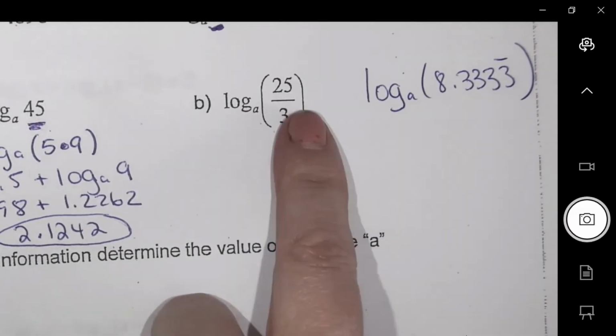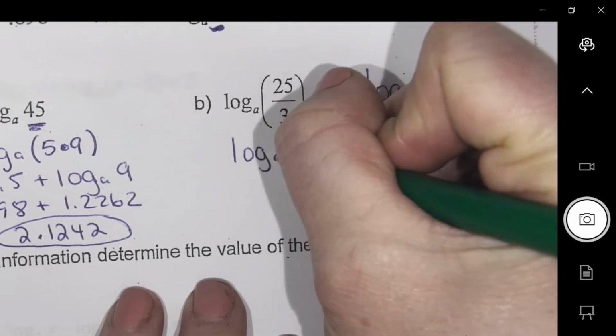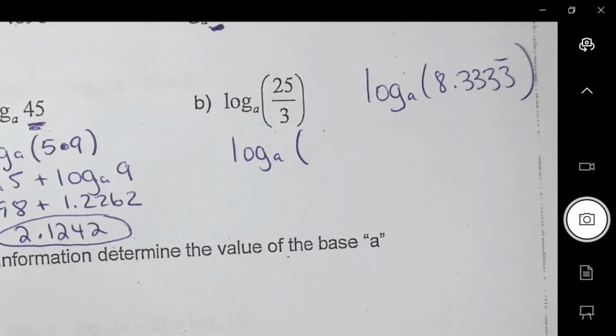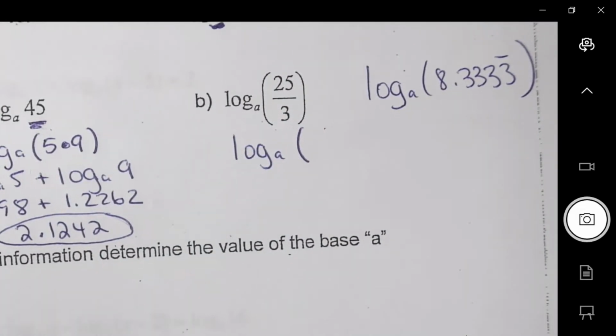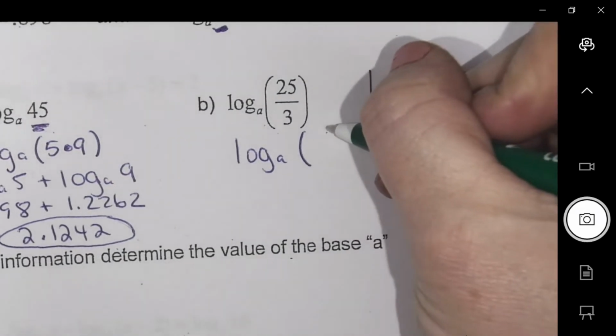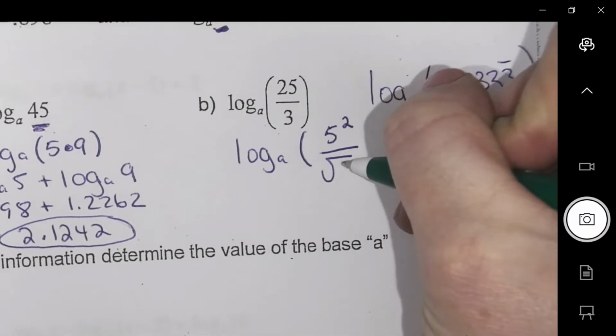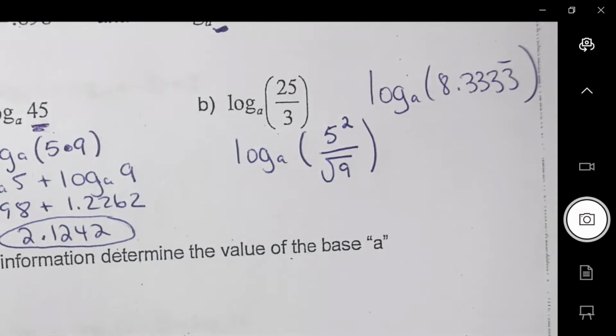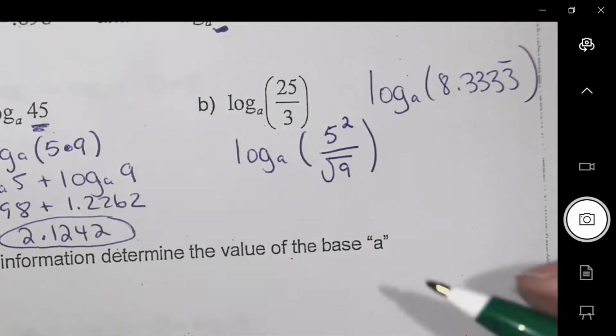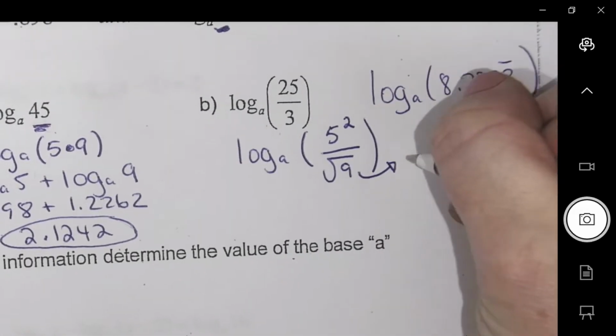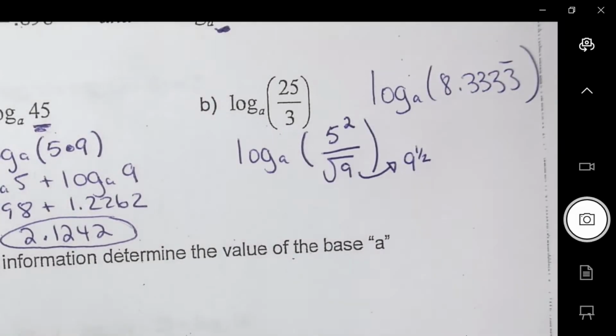Okay. So how can we rewrite this? I only can use 5s and 9s. So 5 squared over square root 9. If you did 9 to the half, that'd be right too. Yes, that's what I'm going to do next. Then I need to understand that that's that.